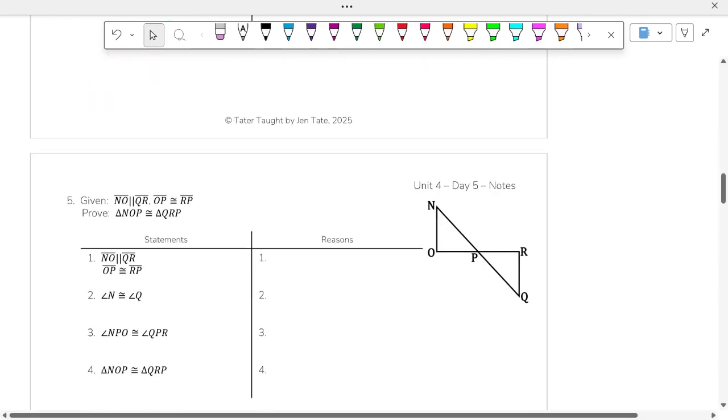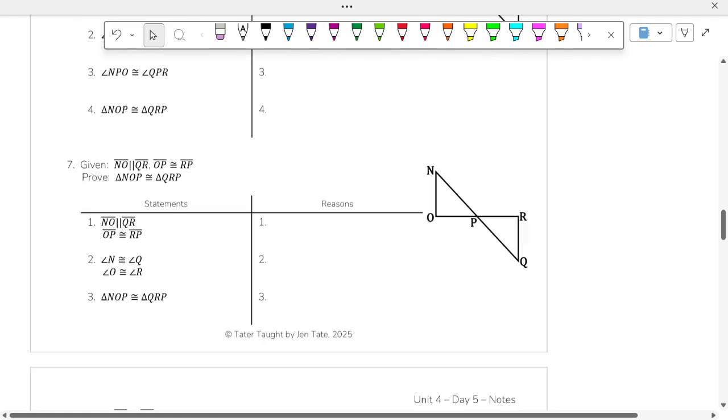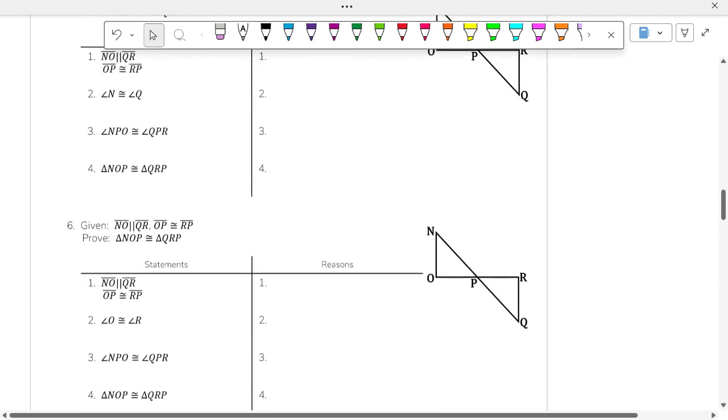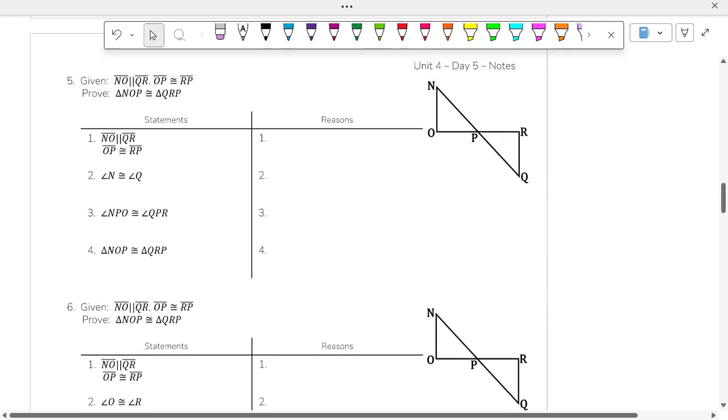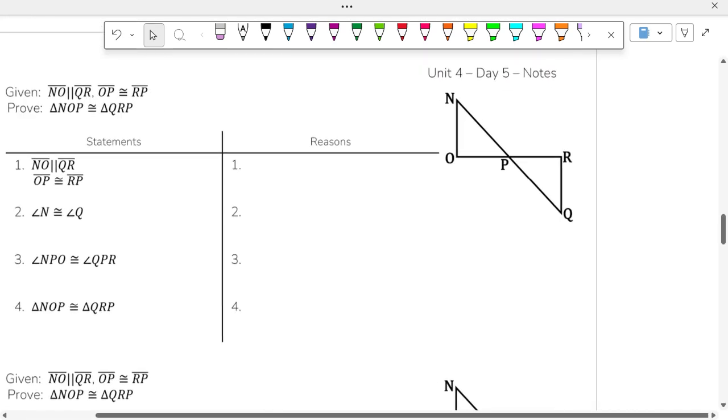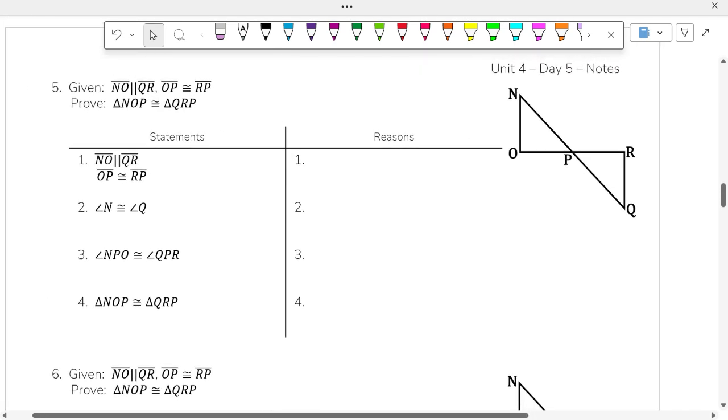All right, I want you guys to do one more on your own, but this time I only want you to put in the statements. So let's go with number 5. Take a minute and you can work with your group. They gave you all the reasons. You just got to give me the statements.